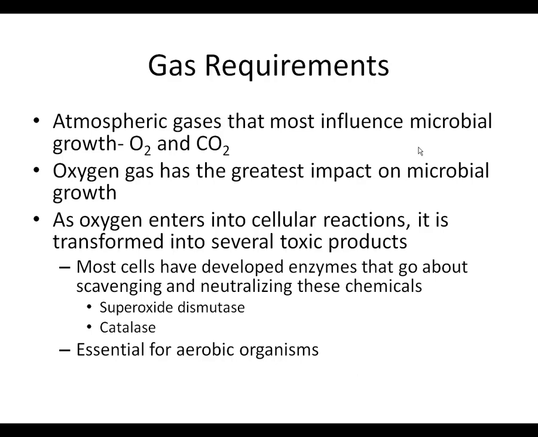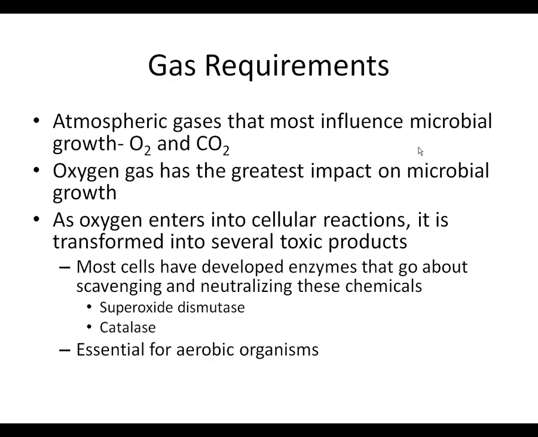We can have some bacteria that, as oxygen enters into cellular reactions, it can transform it into a number of toxic products. Sometimes we talk about these, trying to remember what they're called now, free radicals. People that smoke, once oxygen gets into the cell, it is actually going to be converting some of that oxygen into free radicals, and that can lead to some of the things that we see as a byproduct of smoking. People who tan, the same thing happens, and that's where you get your wrinkles and things like that.